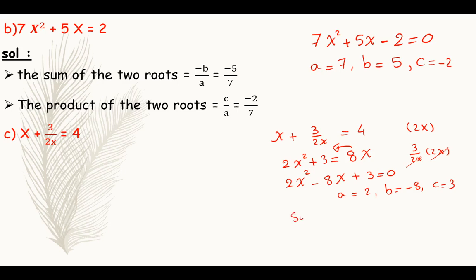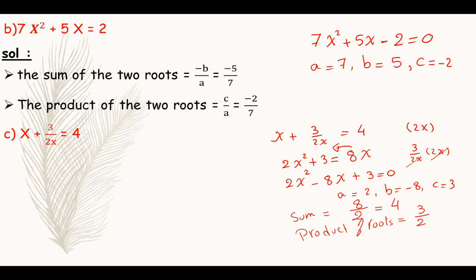Very easy to find the sum of the roots of the quadratic equation. It will be sum equals negative b over a. Negative b means 8 over a, which equals 2. So the sum of the roots will be 4. The product of roots will be c over a, c is 3 over a, which equals 2, so 3 over 2. Okay, this is the sum of the two roots.